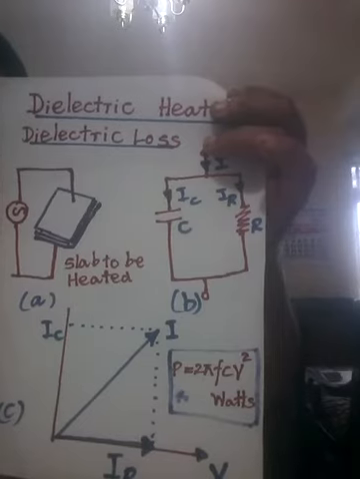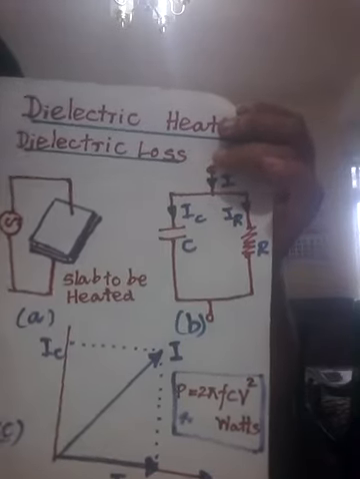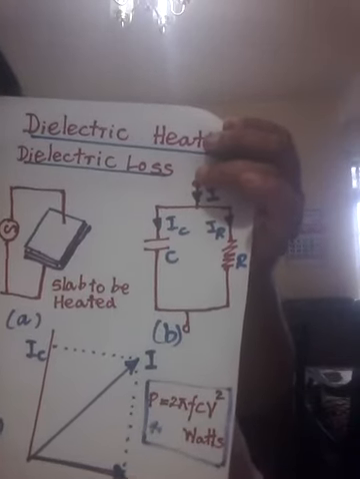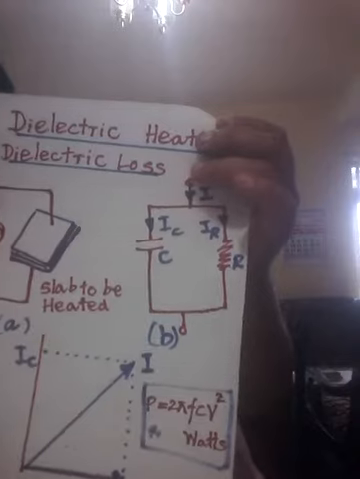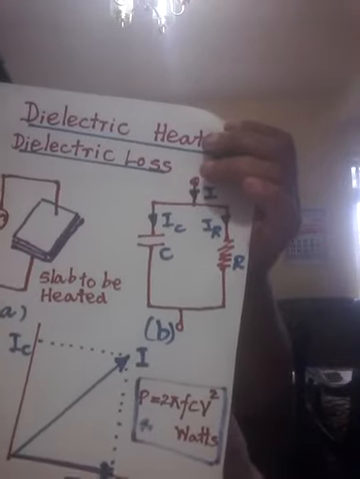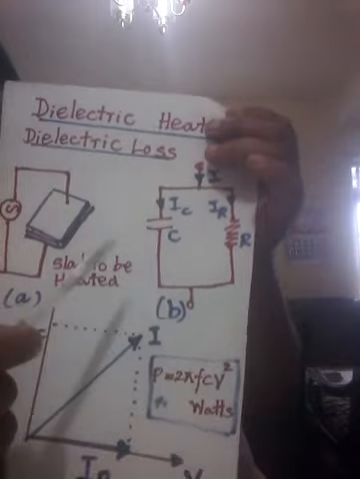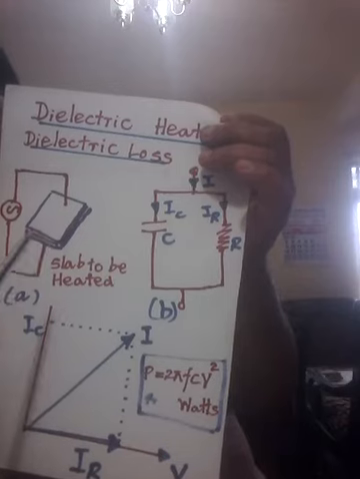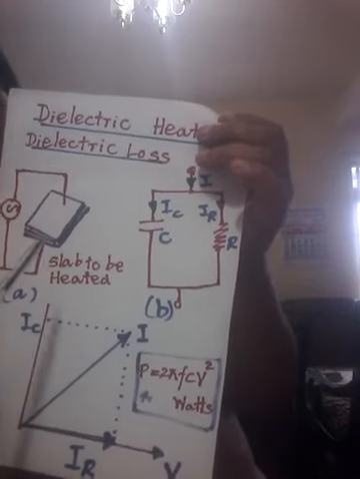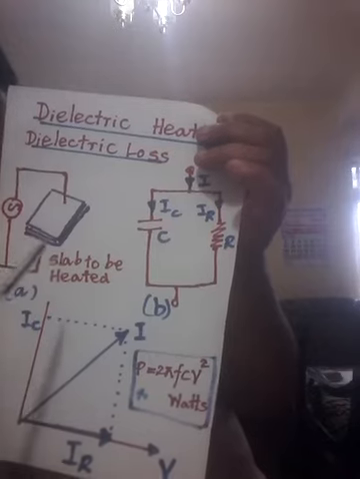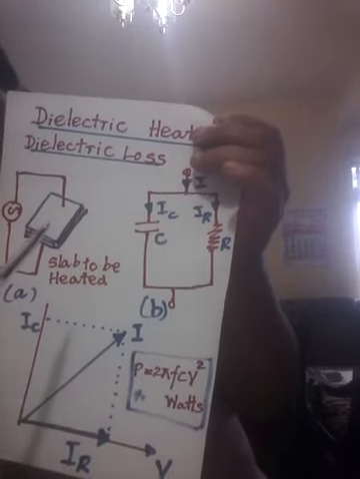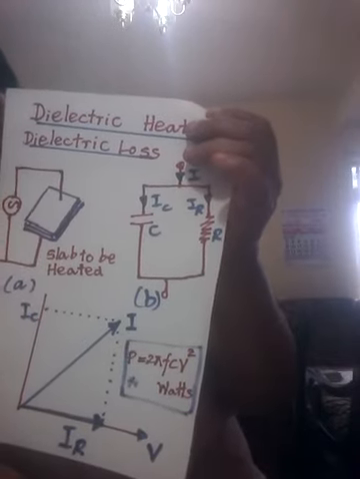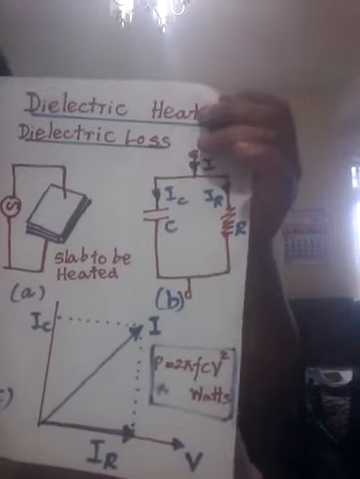But if we apply a higher frequency, for example 50 megahertz, the dielectric losses are very high, and it heats the material. We put wood or any other insulating material between the upper plate and the lower plate, like a capacitor.